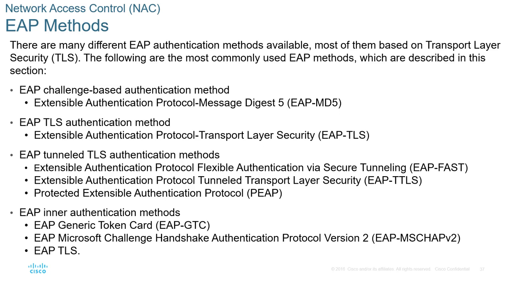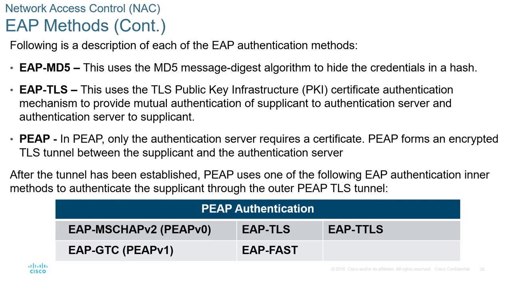We also have internal or inner authentication methods. We have EAP generic token cards, so EAP-GTC. We also have things like EAP using Microsoft. That's going to be EAP-MSCHAPv2. And then lastly, we have our EAP-TLS. I do not believe that we have EAP-MSCHAPv1. That's no longer approved. So it's just going to be Microsoft CHAP v2 from now on.